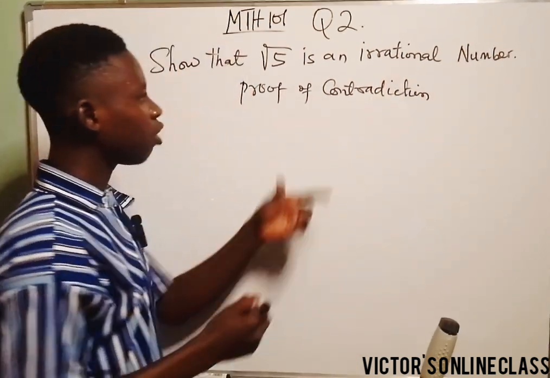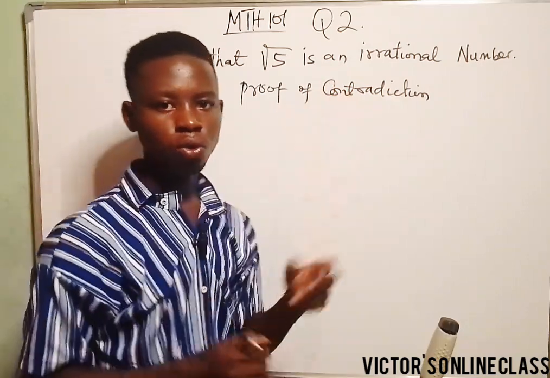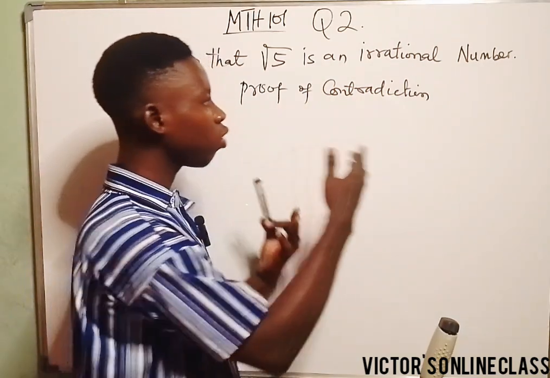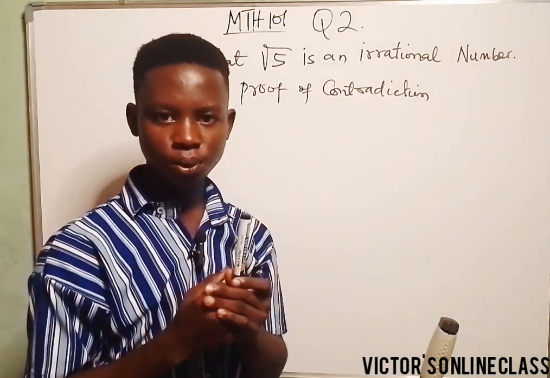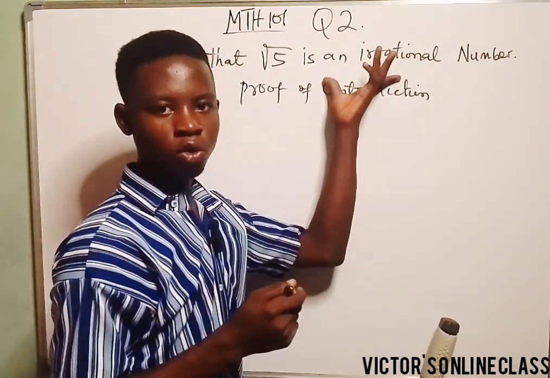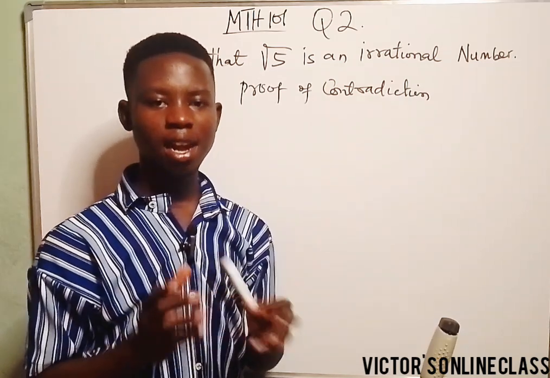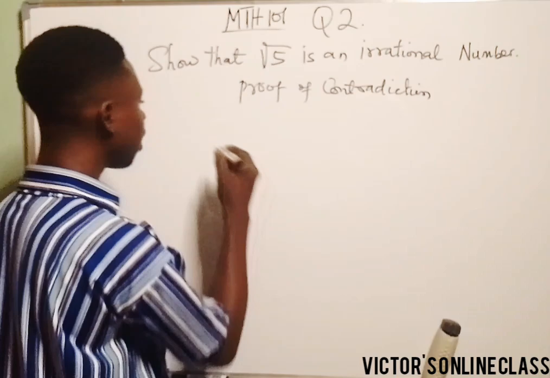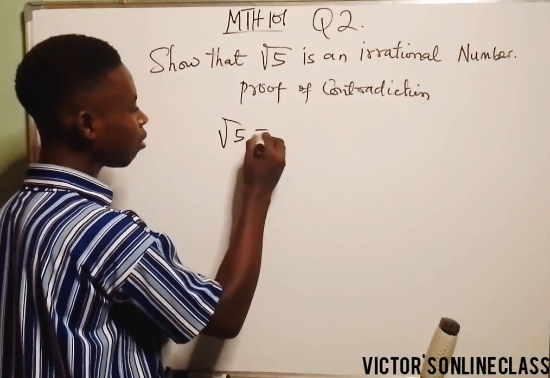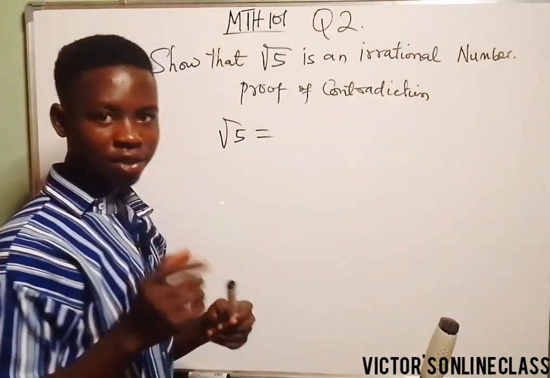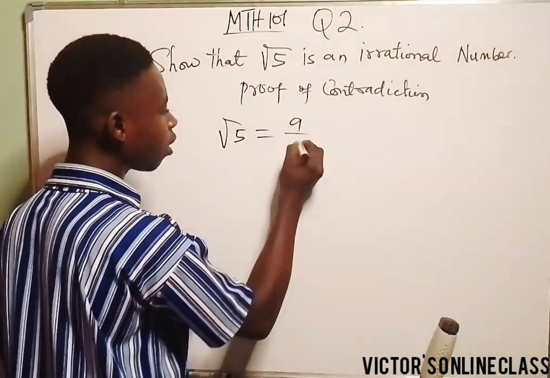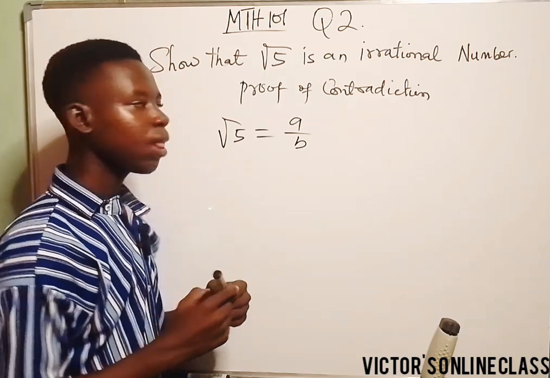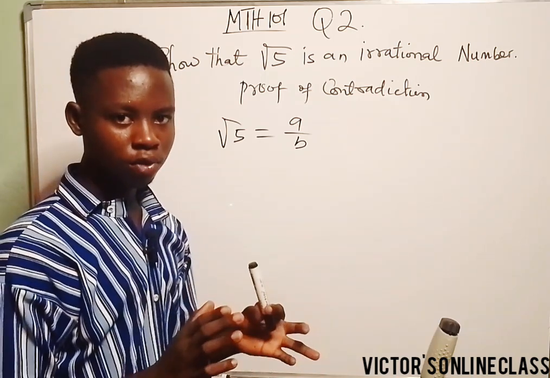So we assume that the opposite of this statement is true. Now, when we solve and at the end we find out that the opposite of this statement is not true, therefore this statement is correct. Now, how do you solve? By proof by contradiction, we will take root 5 to be rational. And when it is rational, it is expressed in the form of a over b, which is a ratio of two integers. Now, I've started showing the proof.